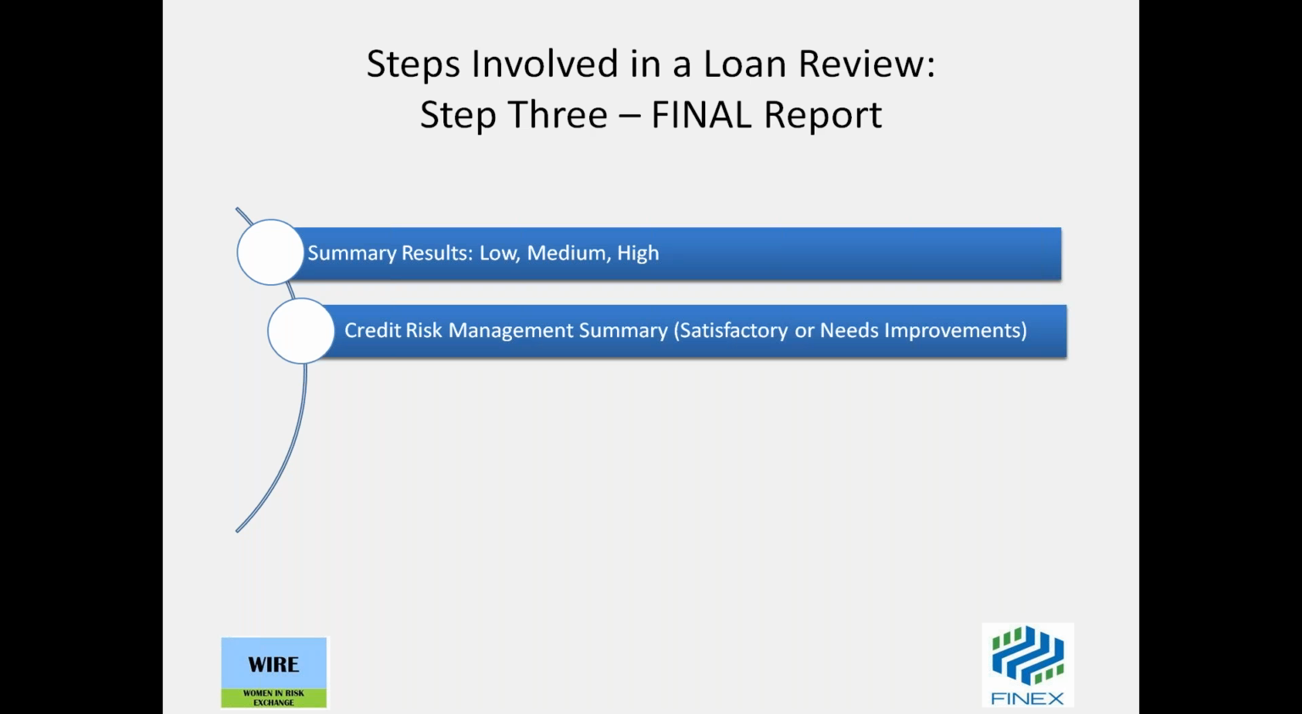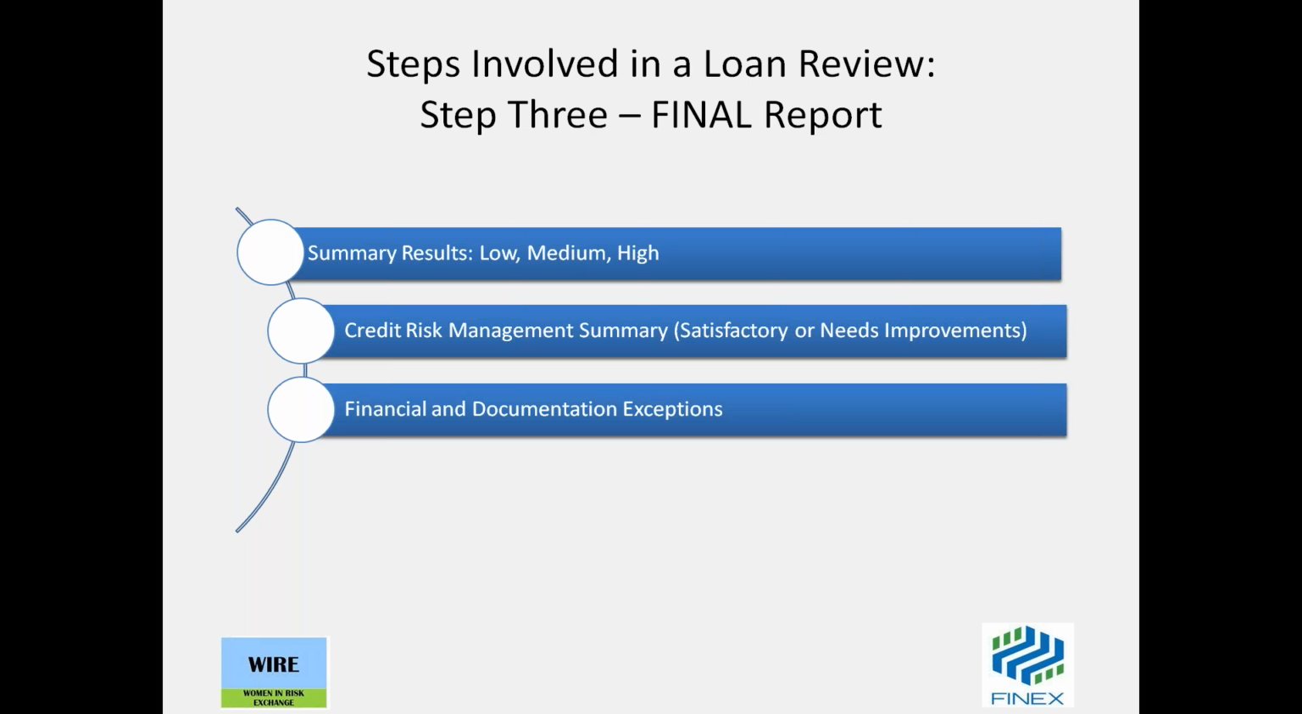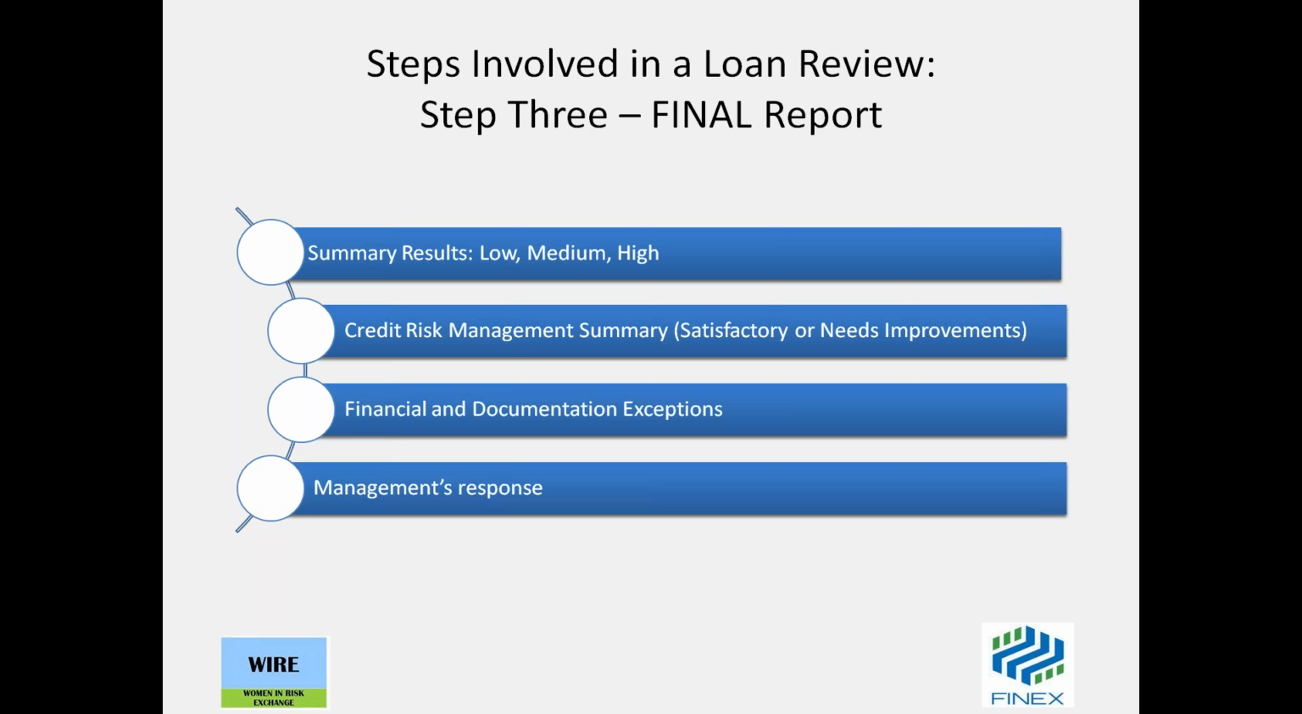So then we have a credit risk management summary, and in the next slide we're going to look at each section and say, is that satisfactory or does that need improvement? Then we have the financial and documentation exceptions, if there are documents missing. And then we have management's response, okay?